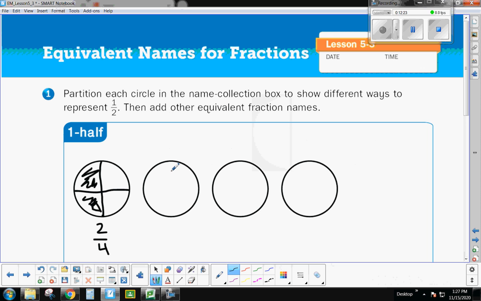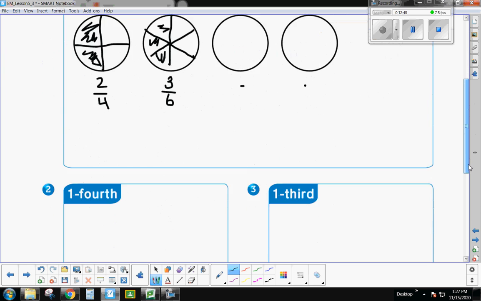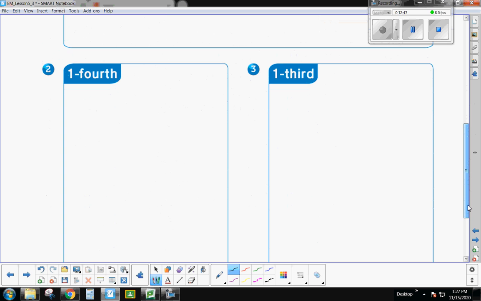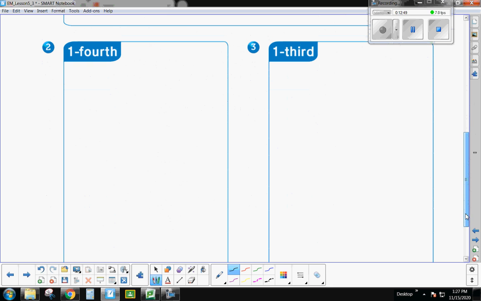So again, you would come over here, you would now divide 1 into 6. And then you would shade in 3 of them. And then you would name your fraction in numbers. Okay, I'm going to leave the next 2 to you on this one, but I do want to skip down and do a 4th with you, because sometimes doing a 4th is a little bit trickier to look at than a half.